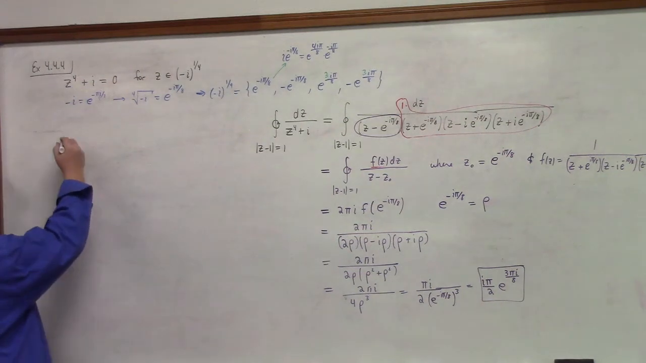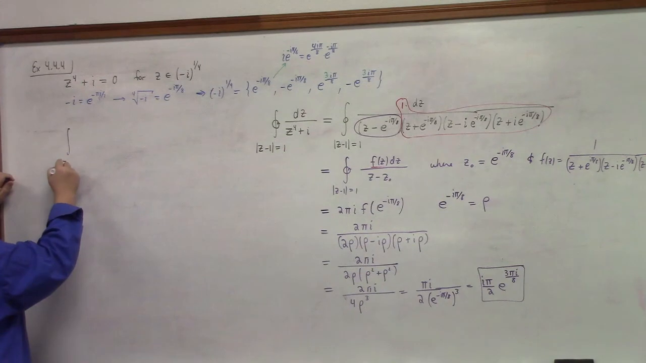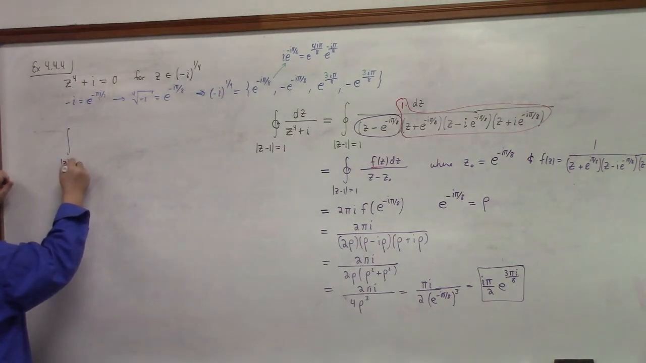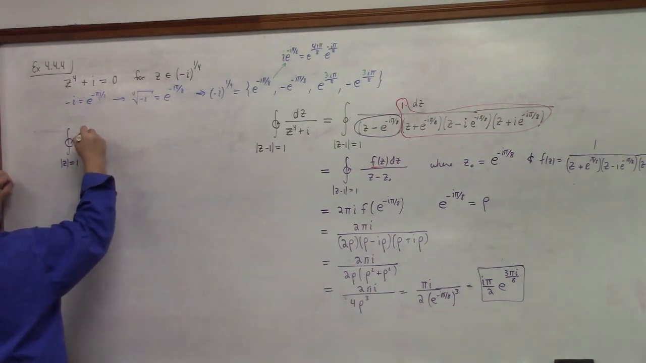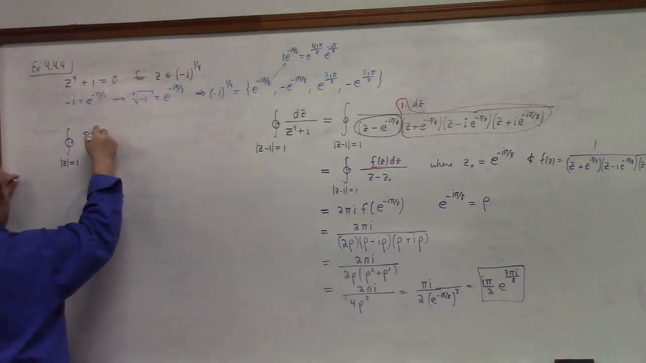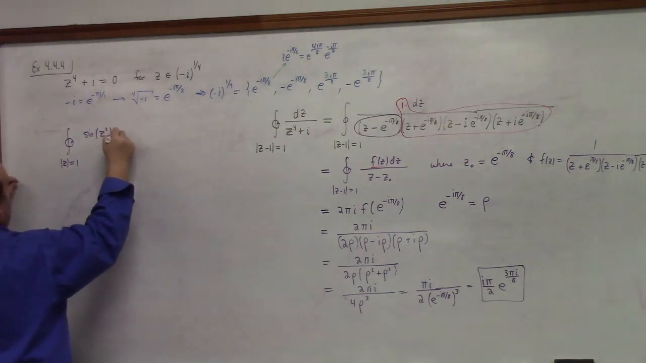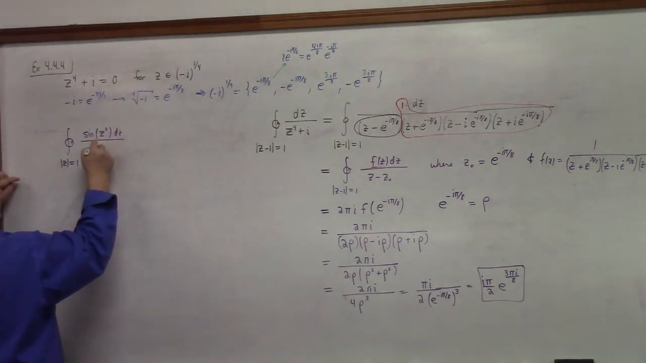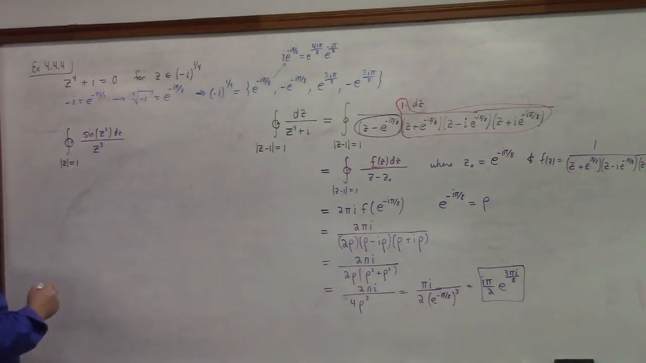Let's calculate the integral. It's a little bit simple here. Integral over the unit circle, counterclockwise, and this time we'll do sin(z²) dz over z³. There, won't make it too horrible.